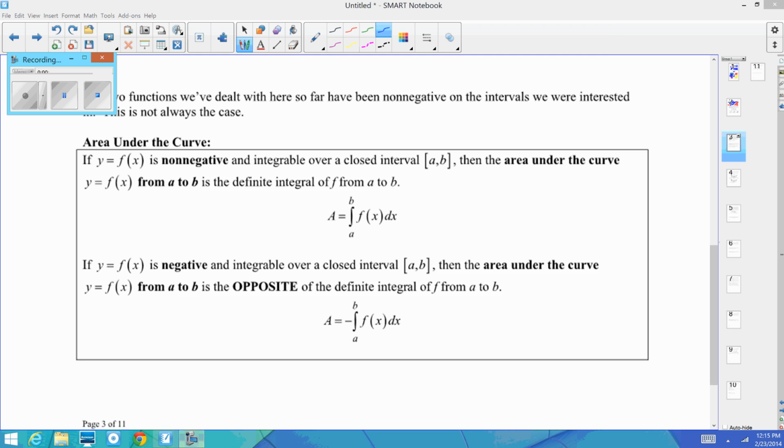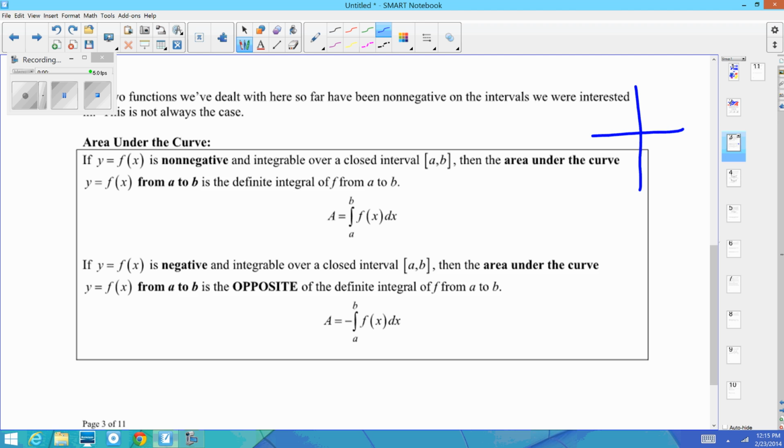Right, continuing on with our study. So far, all of the functions that we've worked with have been non-negative, which means positive or at the very minimum 0. So that makes it really interesting when you're doing an area under a curve. Well, it's easy because it's all positive, okay? But what happens if your function goes below? All right, things change a little bit.